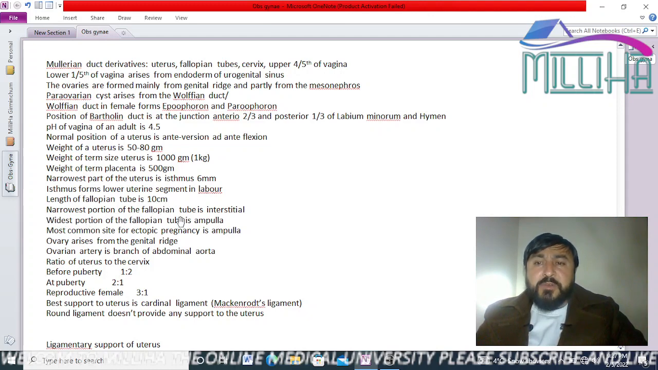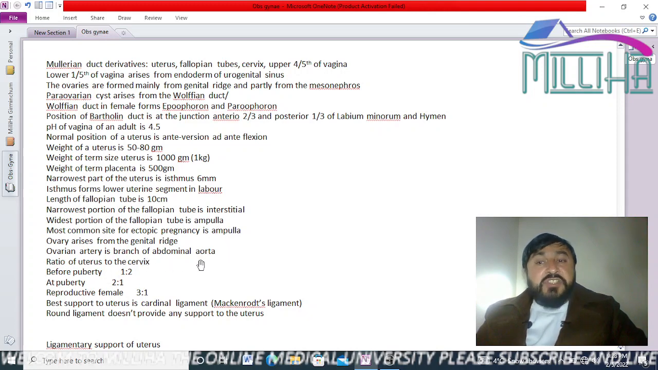Narrowest portion of the fallopian tube is interstitium. Okay, widest portion of the fallopian tube is ampulla, and this is the longest portion. I will not say widest here, but it is the longest portion, the ampulla, and ectopic pregnancy happens in ampulla. Most common site for ectopic pregnancy.